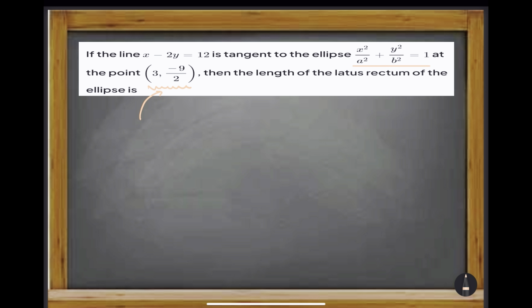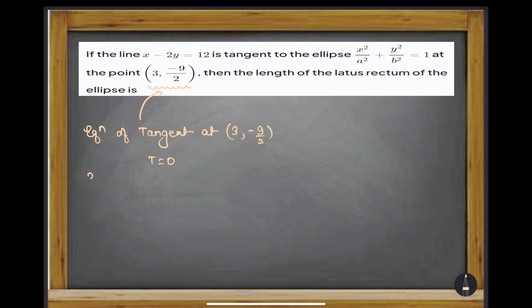Okay, so let's proceed. We want the equation of tangent at (3, -9/2). Okay, so this point will lie on the ellipse, correct? So we should go with t equals 0.